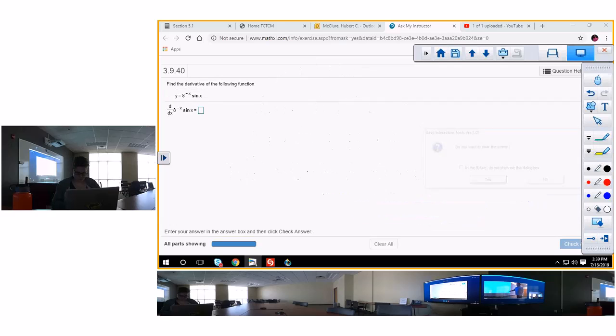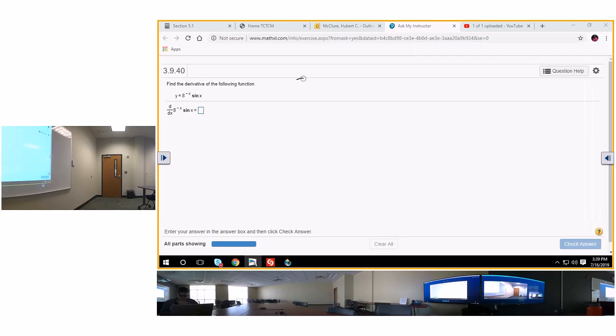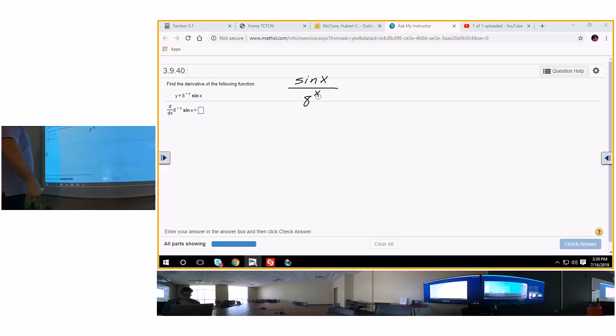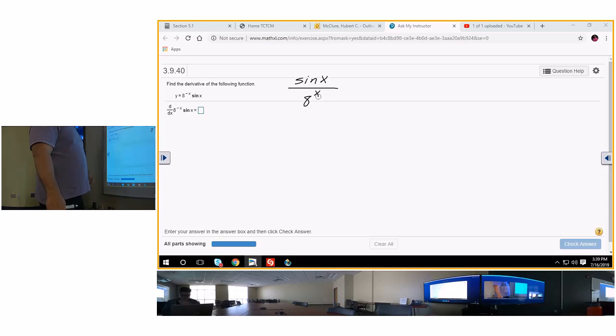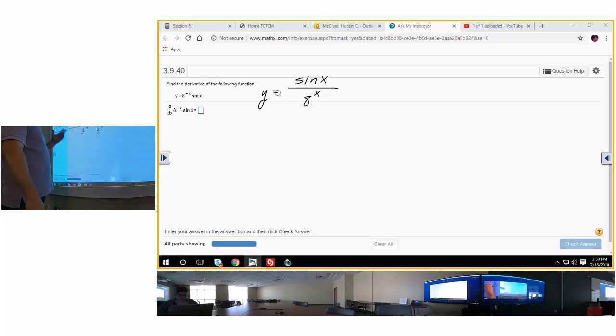Now, if you take this problem, what did I say, quotient rule or product rule? Quotient rule. So that's going to be sine of x over 8 to the x. All right, try that. Find the derivative of that. Don't take the log of both sides, just take the derivative. And of course, you've got y is equal to this. So if you take the derivative of y, you get y prime.